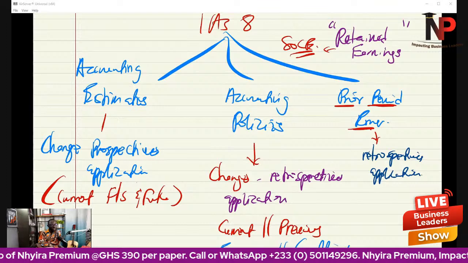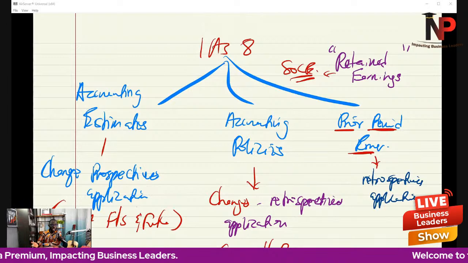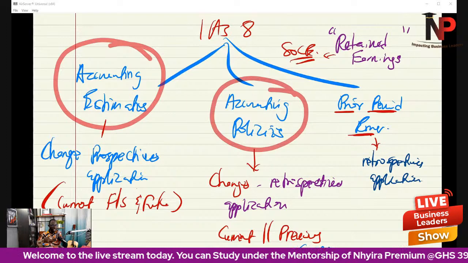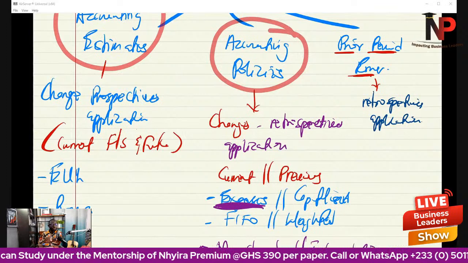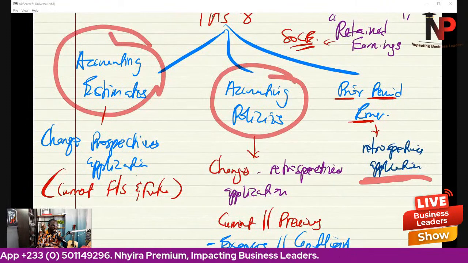So if we talk about IAS 8, this is the basic takeaway. You must know an example of a change in accounting policy, and an example of a change in accounting estimates. If it is an accounting policy, then when they change it, you have to do retrospective application. If it is an accounting estimate, when they change it, you have to do only prospective application. For a prior period error, we have to generally do retrospective application.